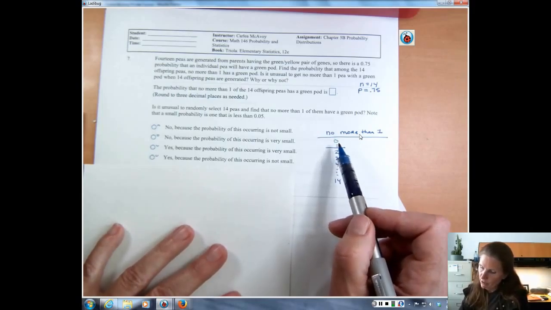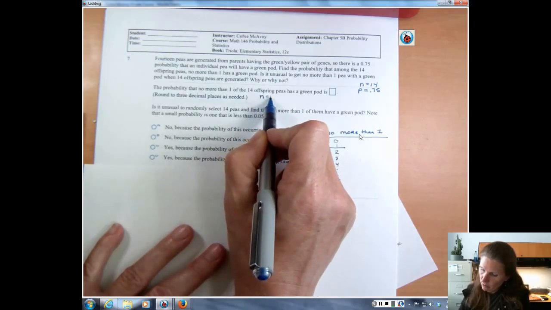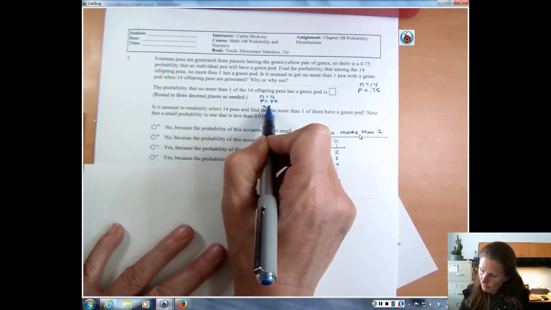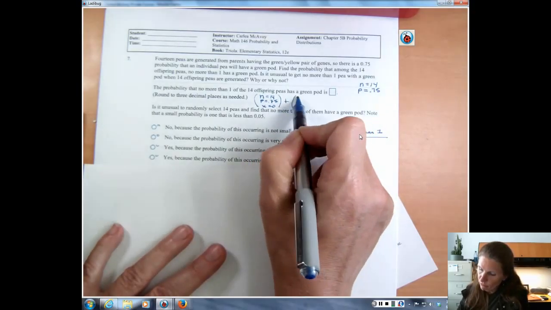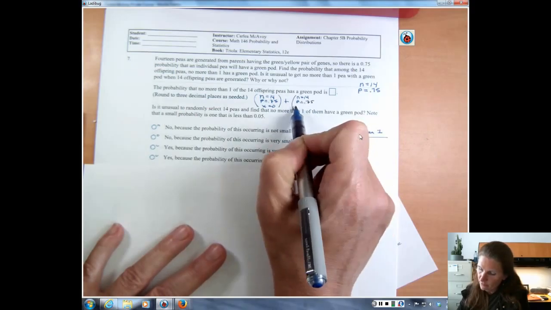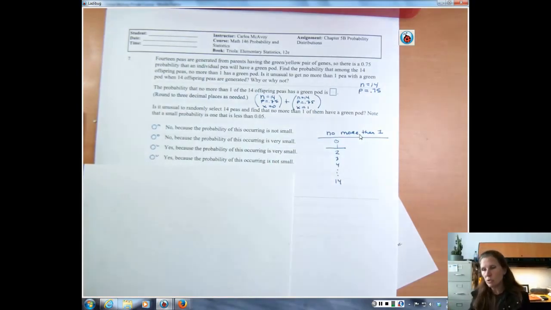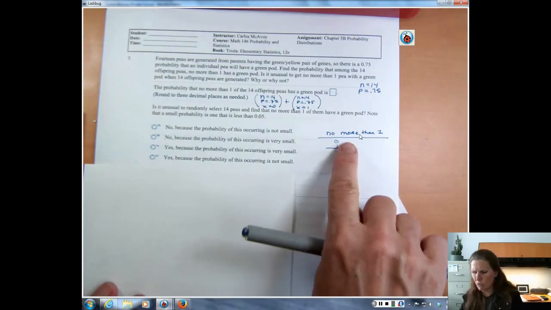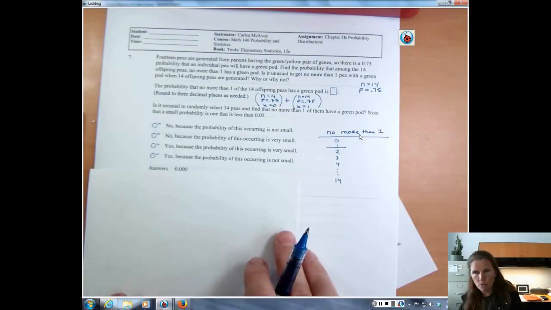So I'm going to do this. N equals 14. P equals 0.75. X equals 0. Whatever I get for that one. Then I'm going to go back and do N equals 14. Probability of success is 0.75. And X equals 1. And that's going to give me the answer because I'm finding those two things and adding them up. I had to figure out what does no more than 1 mean. And it gives me 0.000.